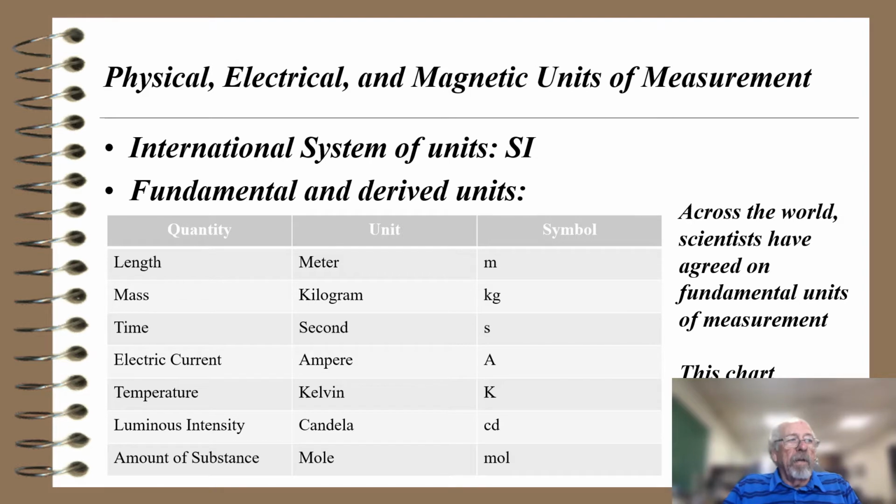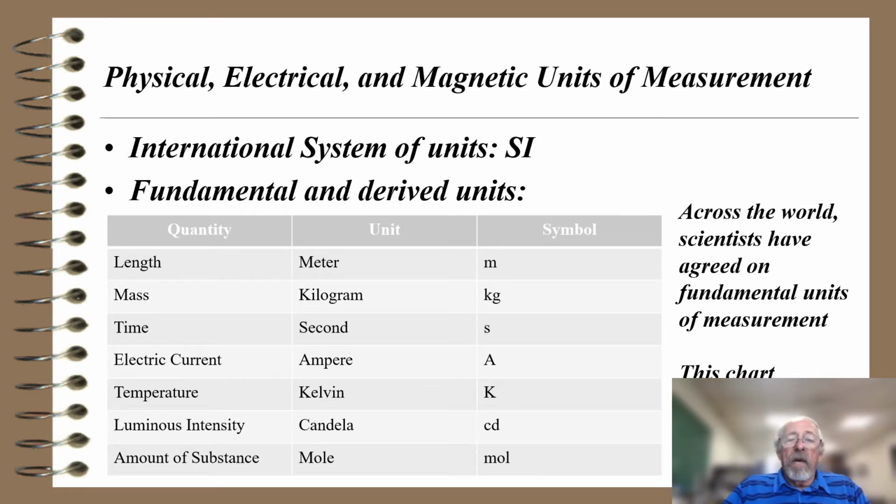This chart indicates those fundamental units to my left. For length, we tend to use the meter. That is the recognized unit. The symbol is little m. For mass, the unit is kilogram. The symbol is kg, little kg. Time is second, and the unit is small s. Electrical current is the ampere, capital A.